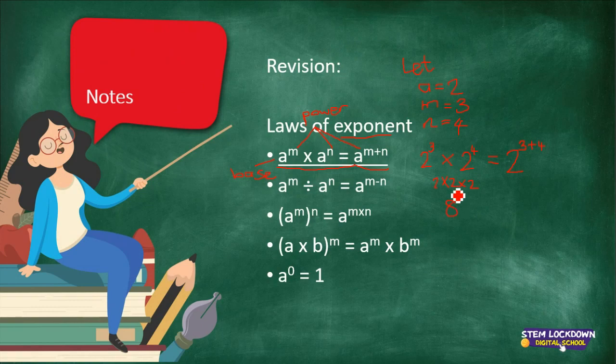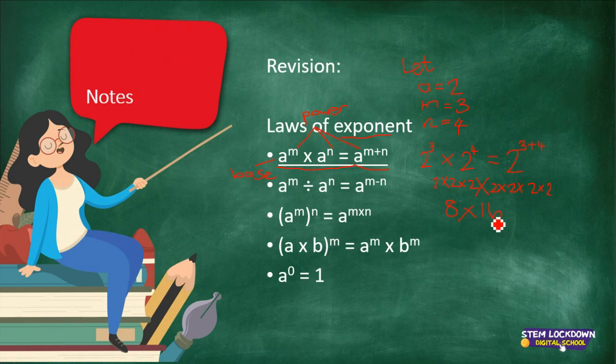Okay, multiplied by, there, the big multiply sign, 2 to the power 4. This will be 2 times 2 is 4, times 2 is 8, times 2 is 16. So it will be 8 times 16, right?